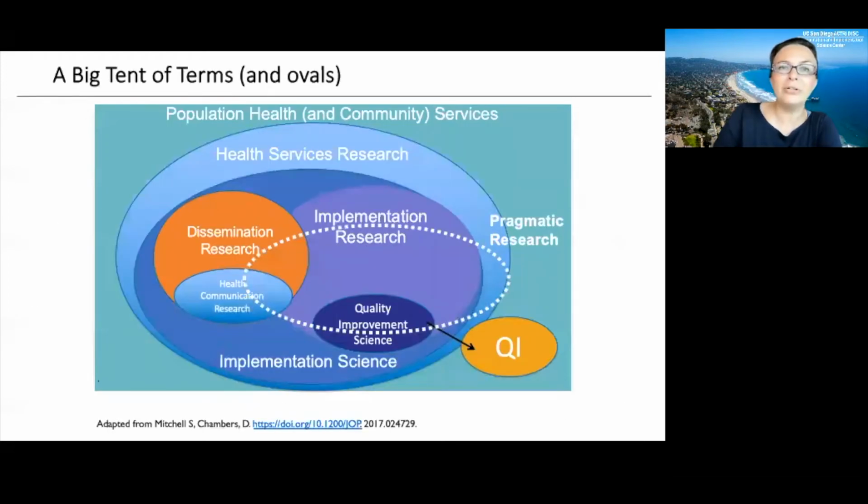If you look at the broader picture of public health and health services research, dissemination and implementation science is often placed under the umbrella of population health and health services research, showing overlap with quality improvement science and a connection with quality improvement practice. While arguably there are multiple ways we could position these ovals, we all agree that these various types of research approaches are closely connected and do not represent mutually exclusive research questions, methods, or designs.